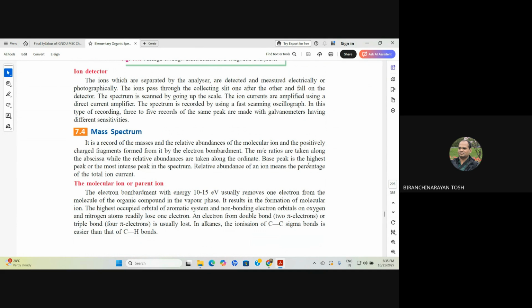The base peak is the highest peak or the most intense peak in the spectrum. But the parent ion peak is the peak of highest m by e ratio. The relative abundance of an ion means the percentage of the total ion current.